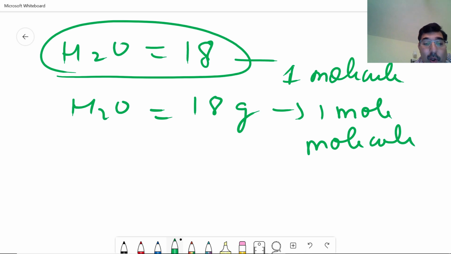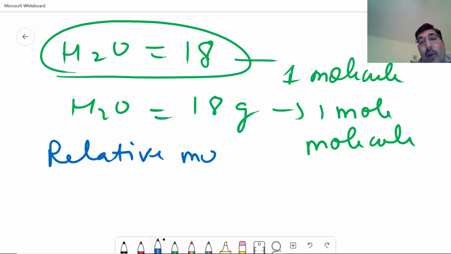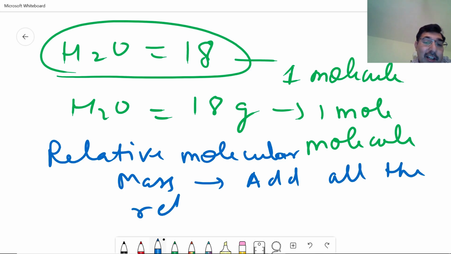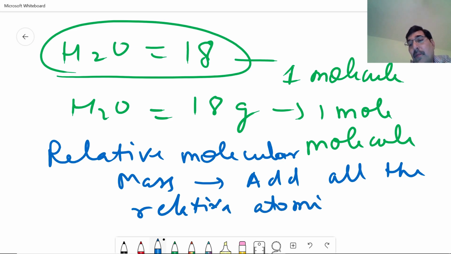How do we calculate relative molecular mass? Just add all the relative atomic masses, from the periodic table. So that is relative molecular mass.